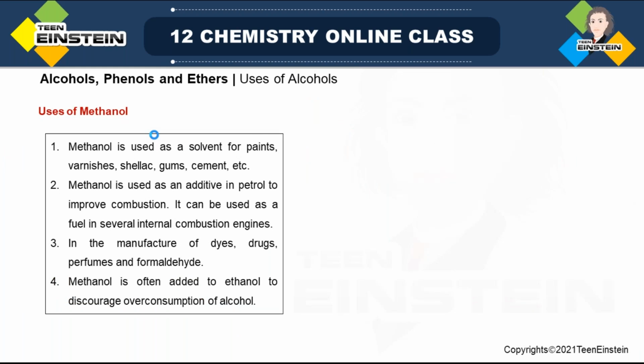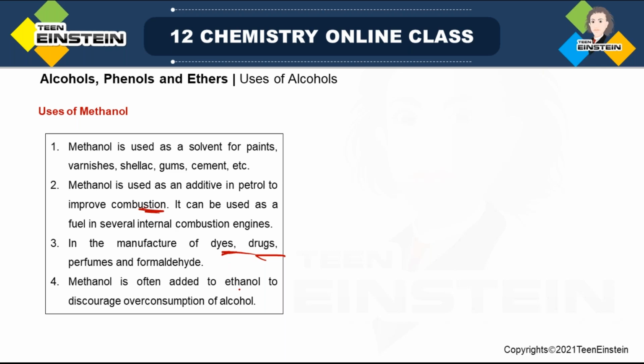Uses of different types of alcohols, though mostly we will see uses of the primary initial members, that is 1 carbon alcohol, 2 carbon alcohol, ethanol, methanol, like this. So uses of methanol: it is used as a solvent for paints, varnishes, etc. Then as an additive in petrol, so that combustion is improved, because when petrol is undergoing combustion, we get energy. It can be used as a fuel in several internal combustion engines. Then manufacture of dyes, drugs, perfume, formaldehyde, that is for large scale preparation of all these molecules.